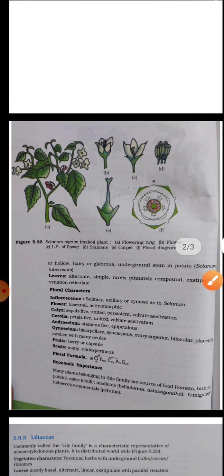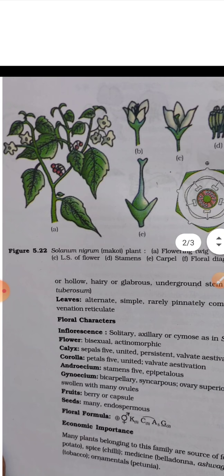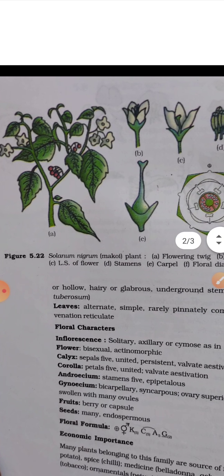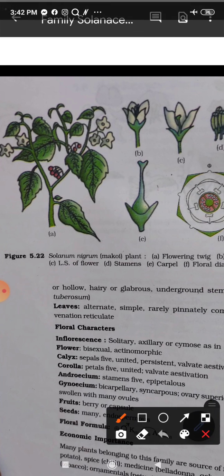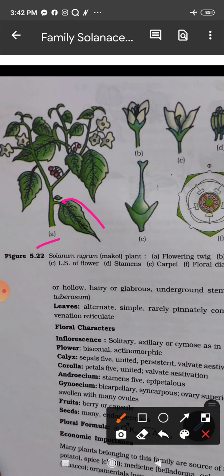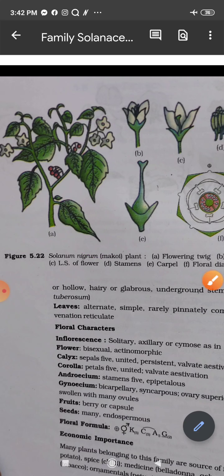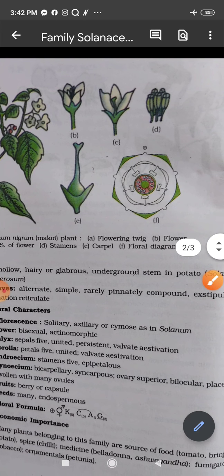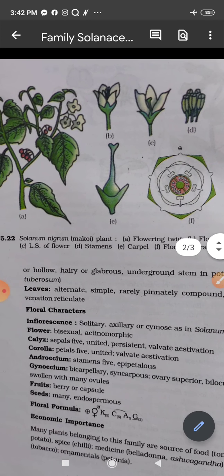Here you can see the diagrams of Solanaceae, that is Solanum nigrum. It shows here Makoi plant, right? So you can see how the plant is. This is a herb, right? You can see the kind of leaves it has. Then you can see the stem, right? What kind of flowers it has, etc. You can see all these parts of a flower. The flowering twig, that was the first one. The B part is the flower.